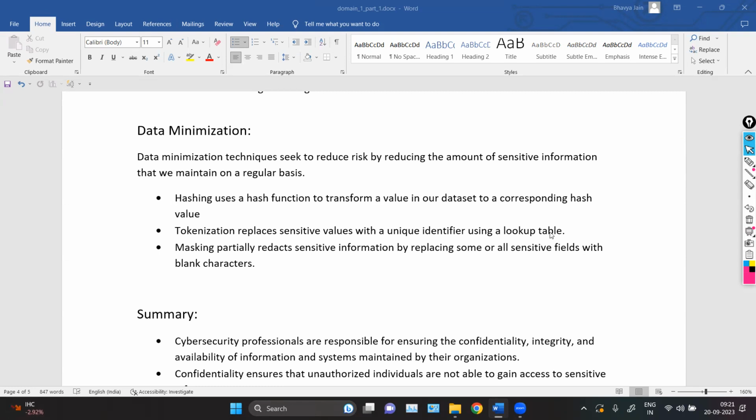For example, data minimization is like we are reducing the complexity or the sensitivity of the data. Mainly we can say the criticality or sensitivity of the data. For example, there's a credit card number, let's say 5678, let's say 6778. Let's say this is a credit card number. Now this data is very sensitive, right? So now you can reduce the sensitivity of the data by masking it.